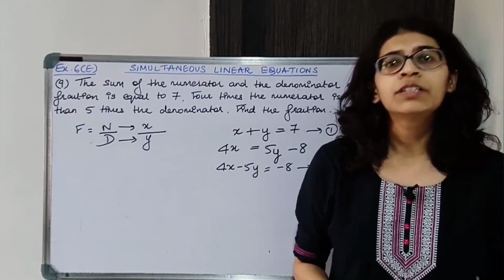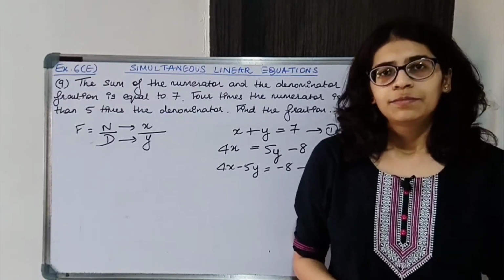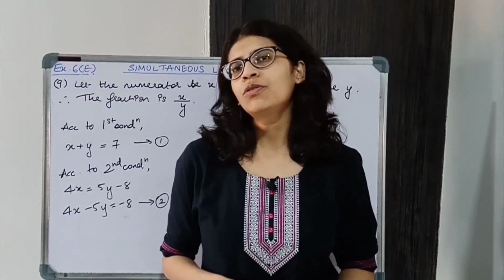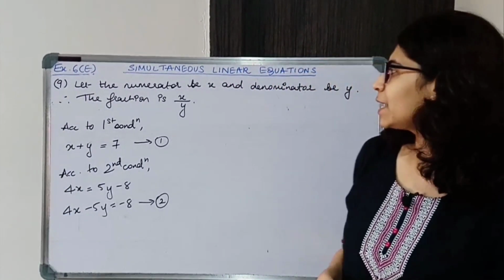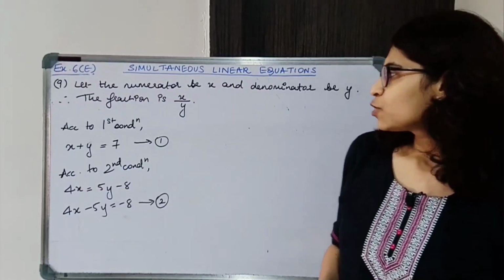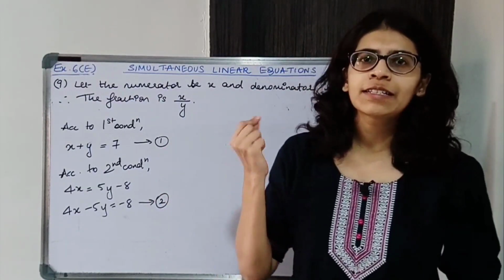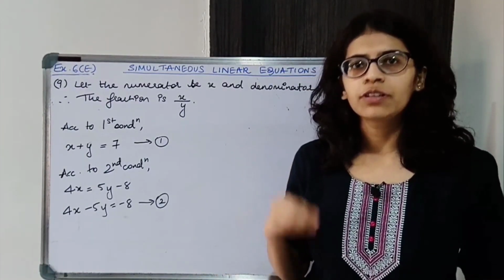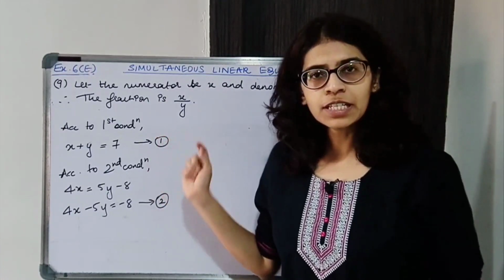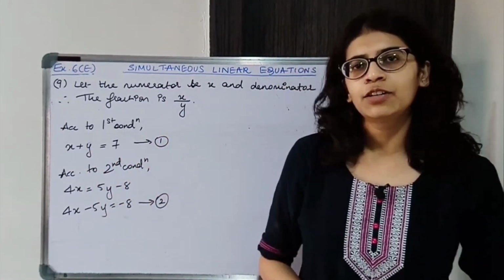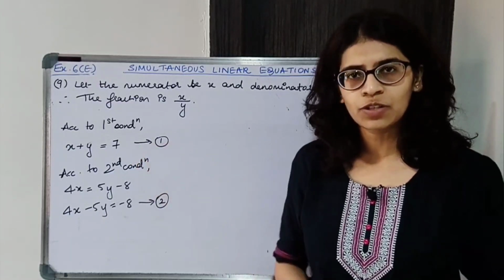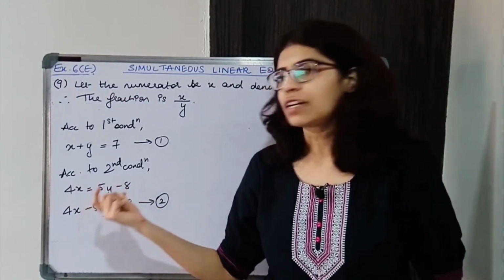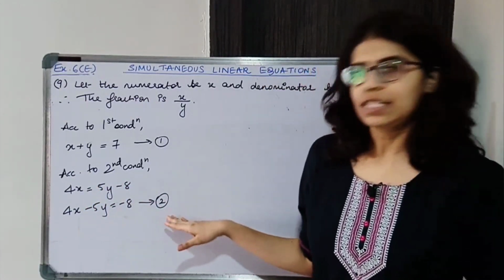So let us now write down the statements in proper manner and start solving. So write down the statement, let the numerator be x and the denominator be y. Okay, so fraction will be numerator upon denominator, that is x upon y. Alright. Now there are two conditions given to us for the two linear equations. According to first condition, the sum of the numerator and denominator is equal to 7. That gives us first equation. Second condition states that 4 times the numerator is 8 less than 5 times the denominator. So that gives us the second equation.